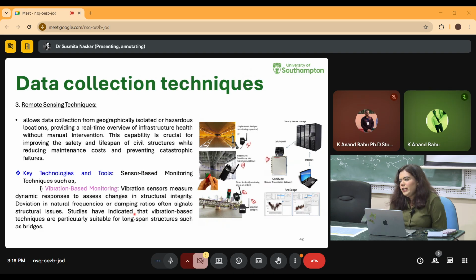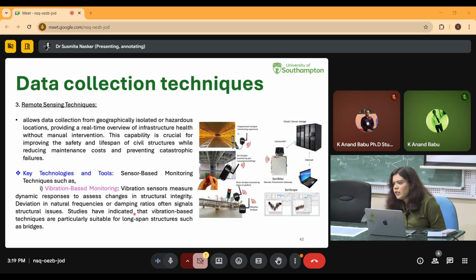And where do we generally use it? Remote sensing helps us collect data from geographically isolated places. That's where it comes into the picture, where we have to monitor infrastructure that is geographically isolated, or some hazardous location that humans cannot reach without needing physical access. This also provides a real-time overview of the infrastructure health, which is crucial for improving safety, extending the lifespan of civil structures, and reducing the maintenance cost, as I said, and it helps prevent catastrophic failure.